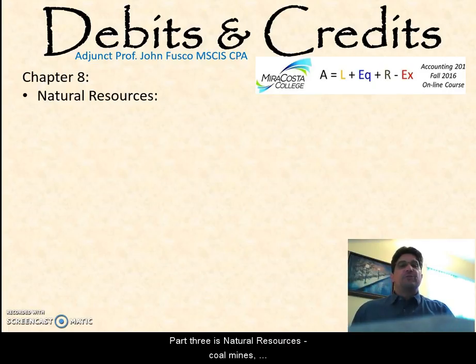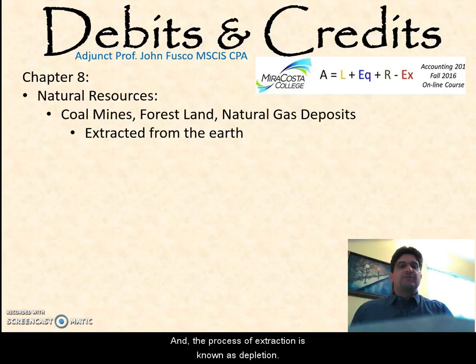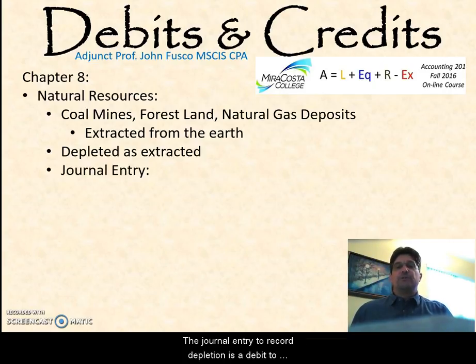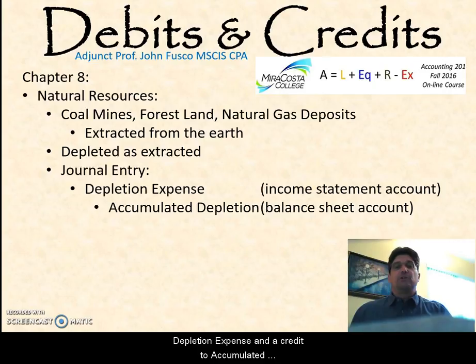Part 3 is natural resources. Coal mines, forest land, gas deposits. They are all extracted from the earth, and the process of extraction is known as depletion. The journal entry to record depletion is a debit to depletion expense and a credit to accumulated depletion, similar to accumulated depreciation.